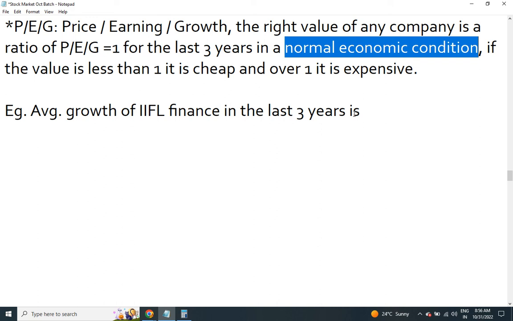There was no change in the policy by the government. There was no management change. Nothing happened in the company. It is running on autopilot. So all the finance companies are growing, and like that only IIFL Finance is growing, but in percentage terms it is growing better. So let's have a look at the growth of IIFL Finance.